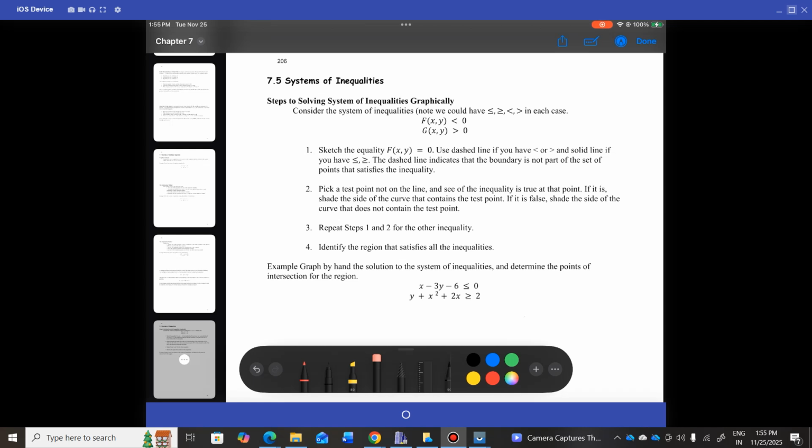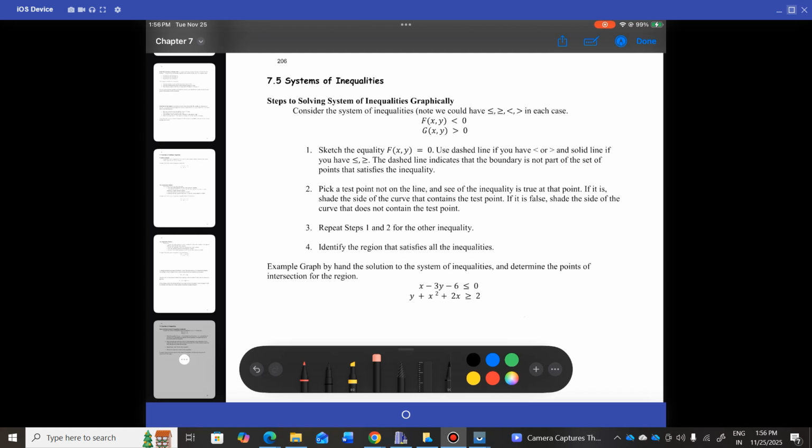The line is dotted if it's less than or greater than, and if it's less than or equal or greater than or equal, it's a solid line, and the region around it, the regions as solution, will also be included there. Then we're going to pick a test point. That's one way of doing it, or we can look at the regions where it's greater than. That's another way of doing it. And what we're trying to do is find where it makes both inequalities true, right?